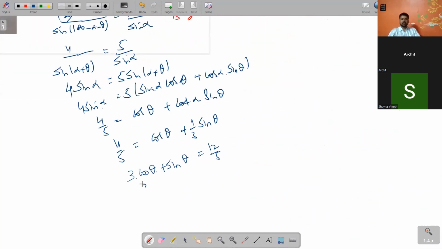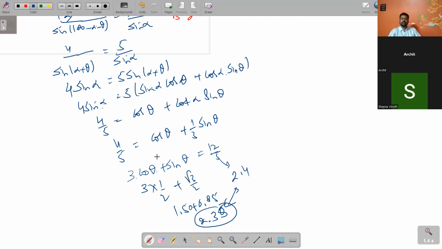So cos 60 is half. Here, sin 60 is root 3 by 2. So how much it will be? 1.5 and 1.7 by 2, 0.85 approximately. So this is, sorry, 5, this much. And this is also approximately 2.4. Very good. They are very close. So that's how we can find.